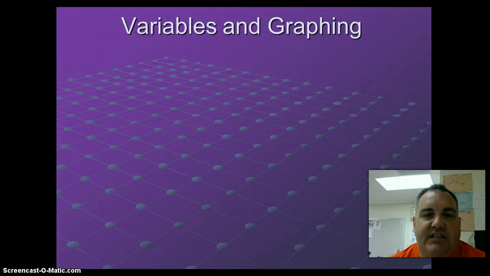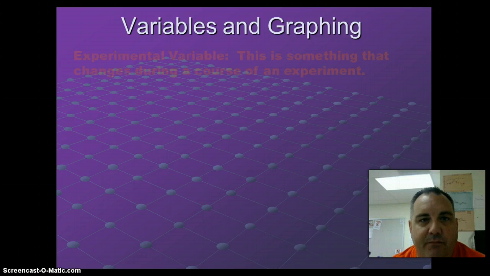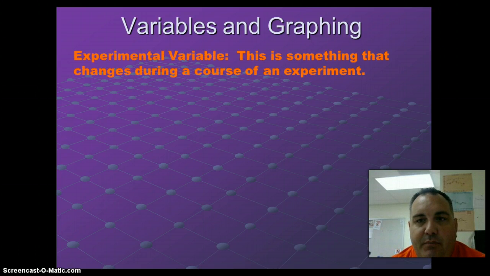Now, in your experiment as well, you're going to have something called variables. And often in science we also do graphing, which many of you have done a long time ago. An experimental variable basically is something that changes during the course of an experiment. Now, you want to keep your variables down to one, maybe two. If you have a lot of variables that change, it's going to be real hard to understand what's causing what change. So really, in a good experiment, you're going to have one variable that's changing so you can see what the results are due to it.